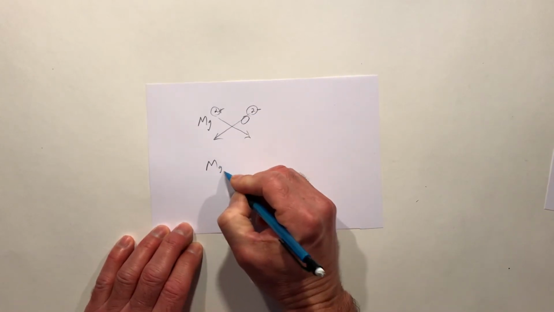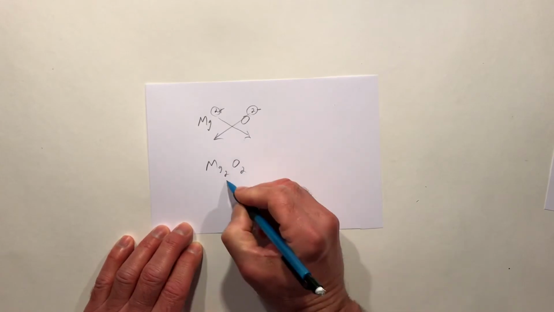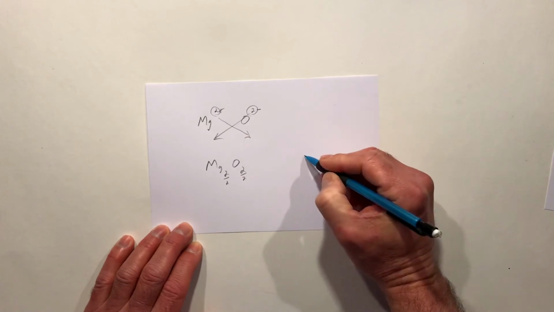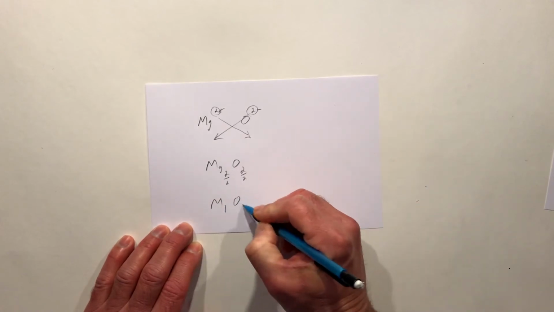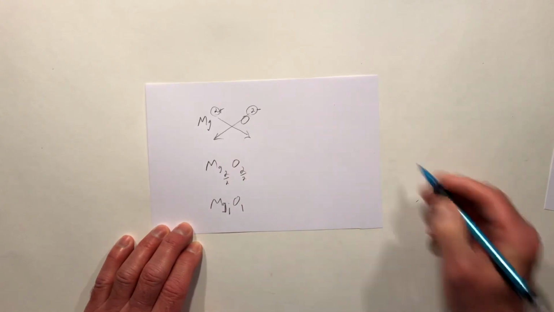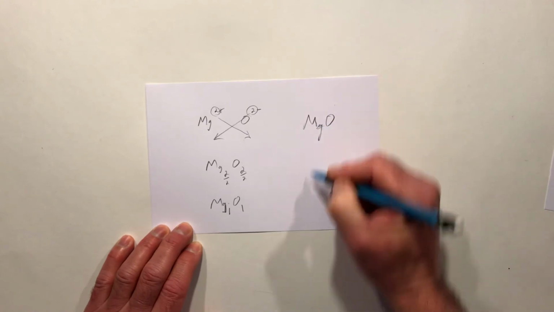And we end up with Mg2O2. Now that 2 to 2 ratio can be reduced. 2 divided by 2 is 1, 2 divided by 2 is 1. So this reduces down to Mg1O1, or we could just write that as MgO as the formula for our compound.